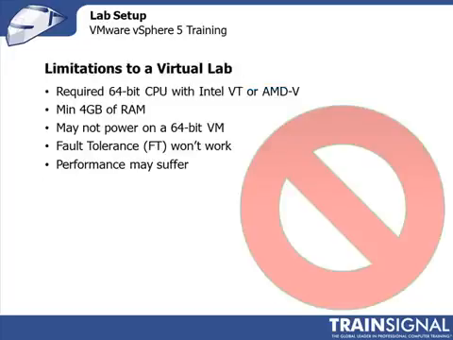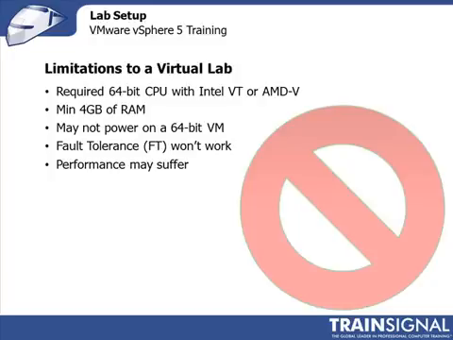When it comes to building a virtualization lab, some of the limitations are, first off, you have to have a 64-bit CPU with Intel VT or AMD enabled. You'll need a lot of RAM. I would say a minimum of 4 gigabytes, but the more RAM you have, the better. You may not be able to power on any 64-bit virtual machines that are running as guests underneath the ESXi servers that you're running as virtual machines in Workstation or Fusion. This is called 64-bit nested virtual machines, and today it just isn't something that's possible.